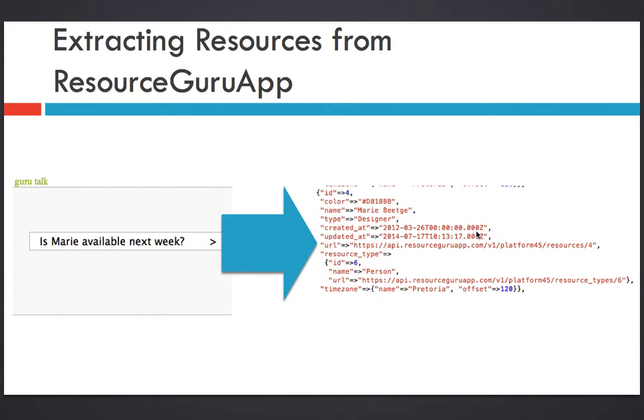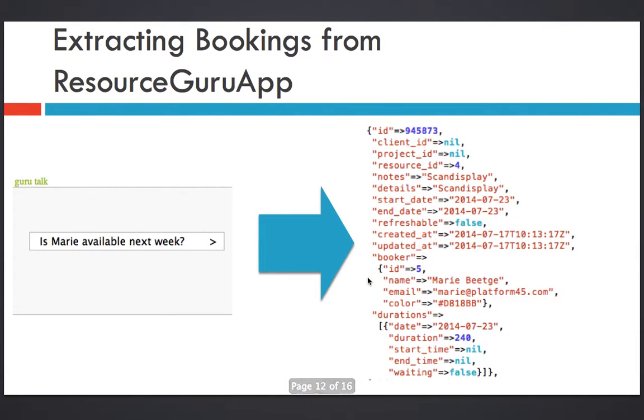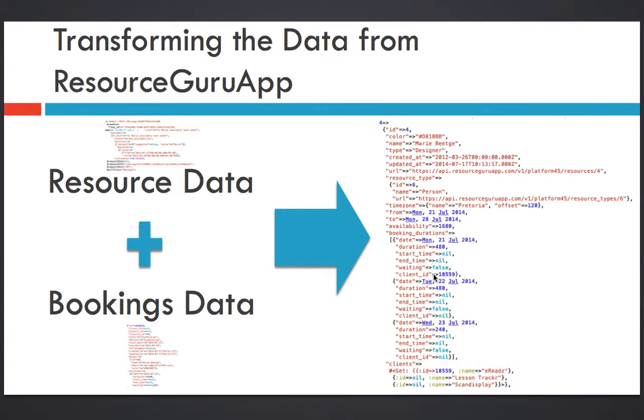So now from the Resource Guru app, we pull data using the contact Marie. So we want to pull the resource and this information about Marie as a whole. So now we have her name, her ID, her resource type, all this information about her. And now we want to extract Marie's bookings as well. So now we have some bookings by her, bookings that Marie scheduled for, and we want to transform it in a way where the resource and the bookings are associated with each other. So now in one hash, we have all these booking durations and all this information about Marie. And now all this data is meaningful to us and very cleanly presented to us.